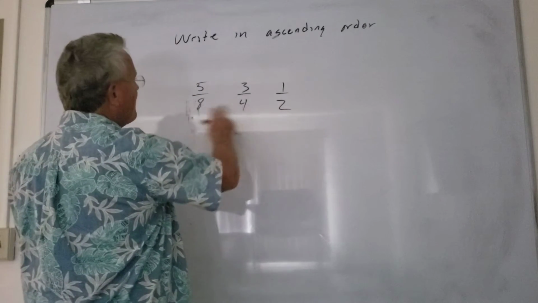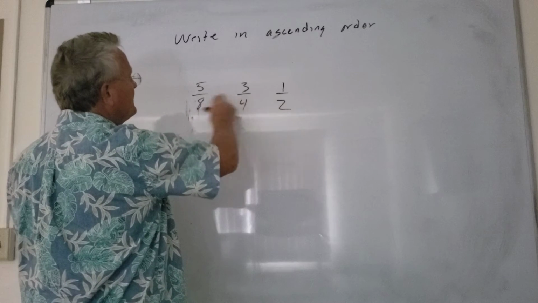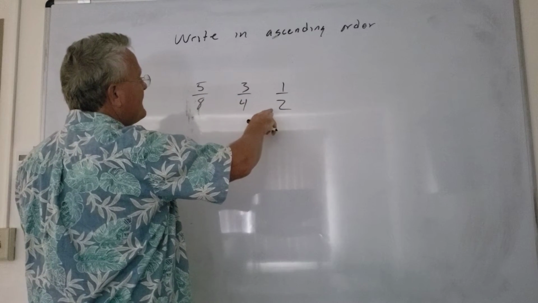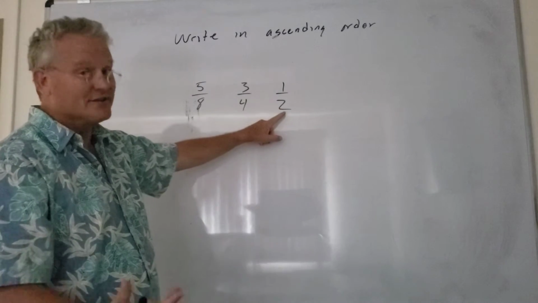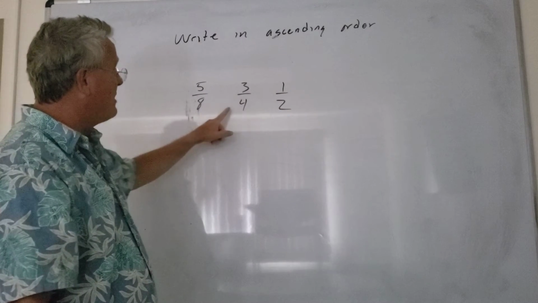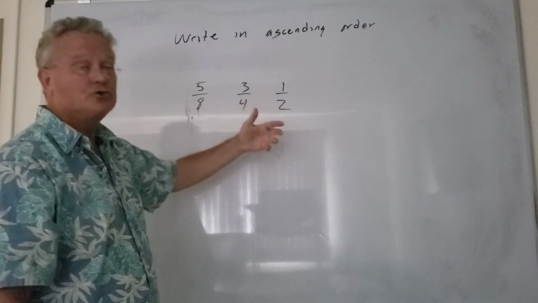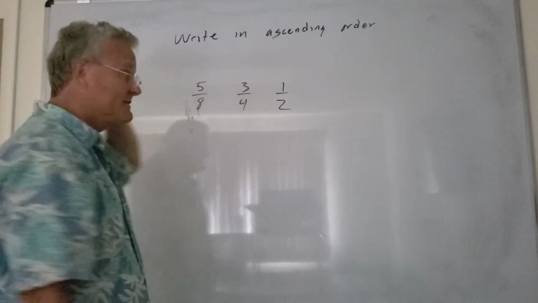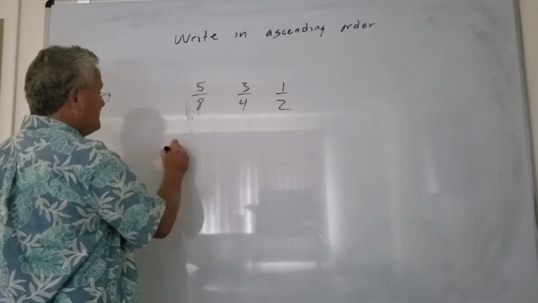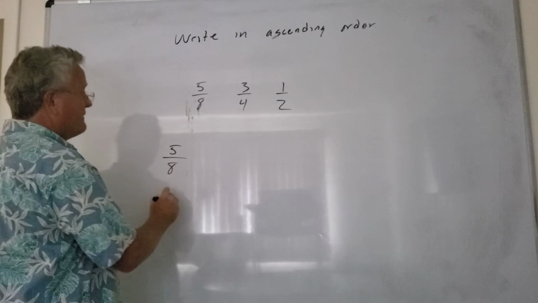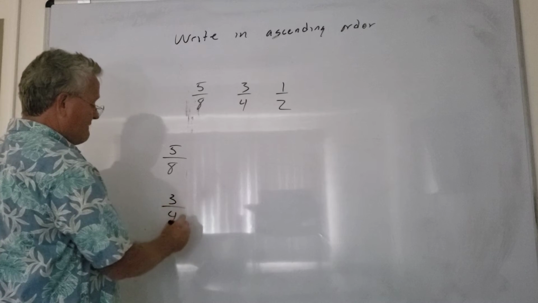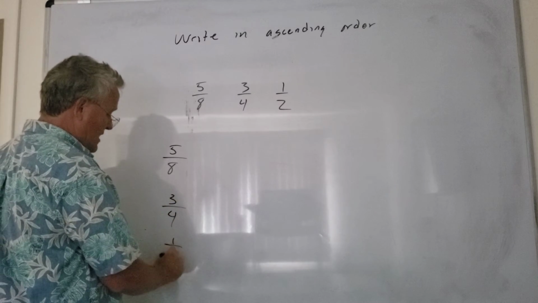So what we want to do is find the least common multiple, or the least common denominator, it's the same thing. We did the least common multiple for 8, 4, and 2. The least common multiple is 8. So we want to write each of these numbers with a denominator of 8. This already has a denominator of 8. How do we write 3/4 with a denominator of 8, and 1/2?